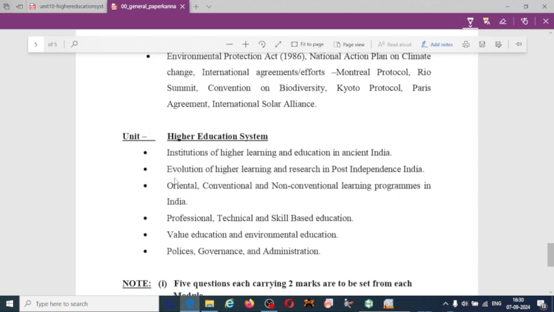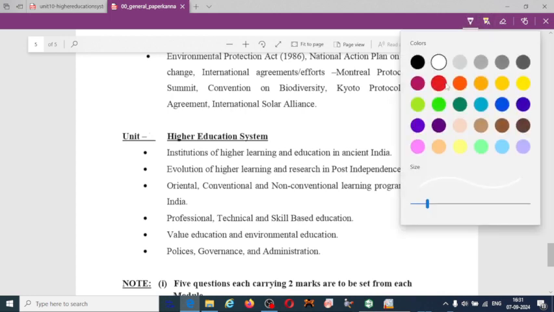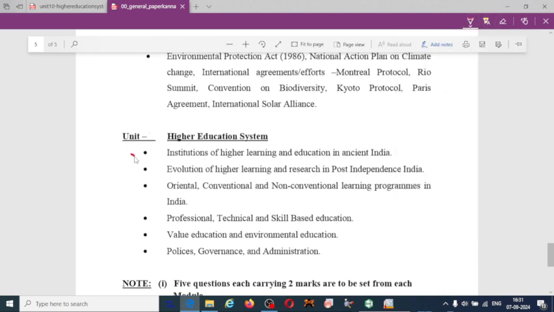In that we have the subunits called institutions of higher learning and education in ancient India, evolution of higher learning and research in post independence India, oriental, conventional and non-conventional learning programs, professional, technical and skill-based education, value education and environmental education, policies, governance and administration. So these are all the topics I am going to cover here.